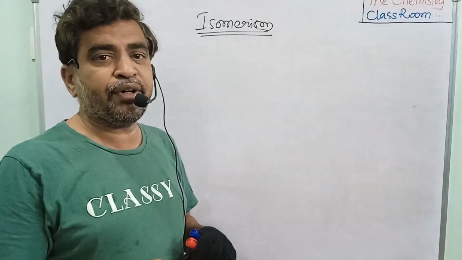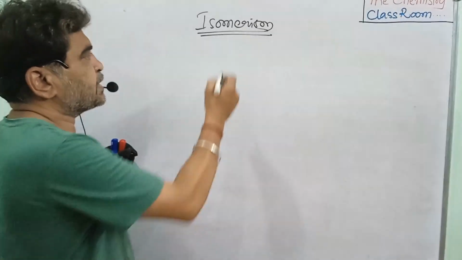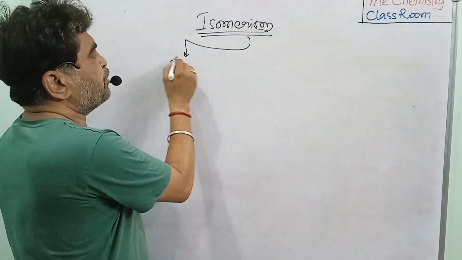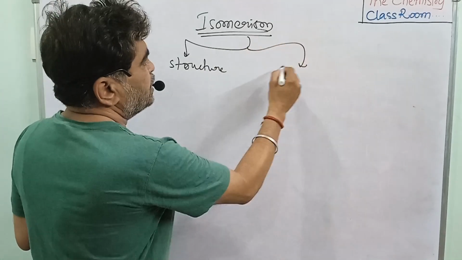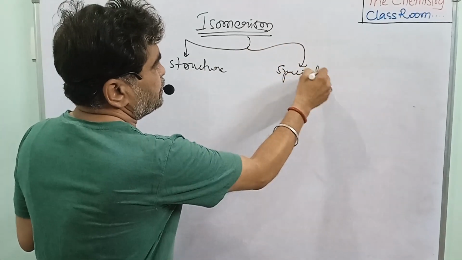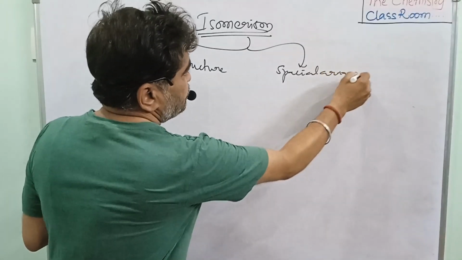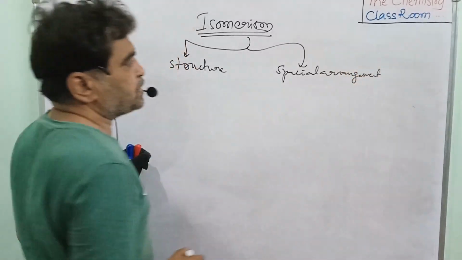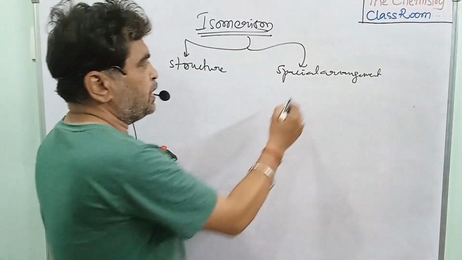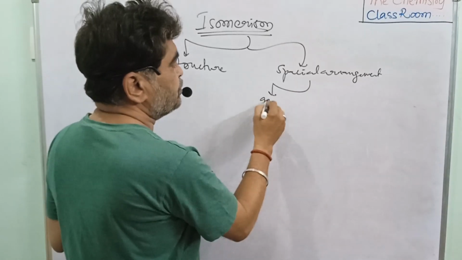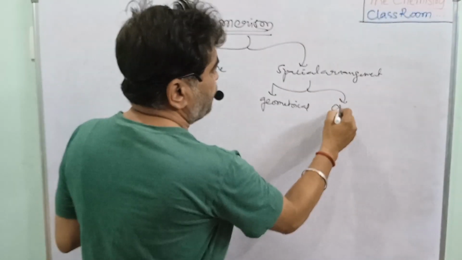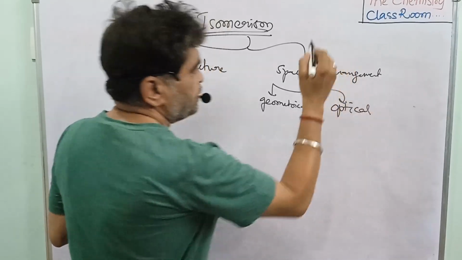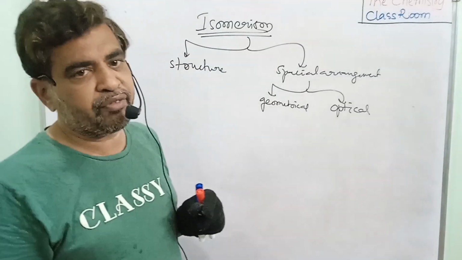So how do they differ? Now we discuss one by one. The first is that they differ in the structure, or they differ in the spatial arrangement. The spatial arrangement is of two types: the first is geometrical and the second is optical.